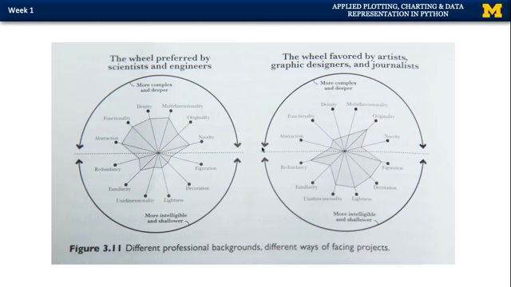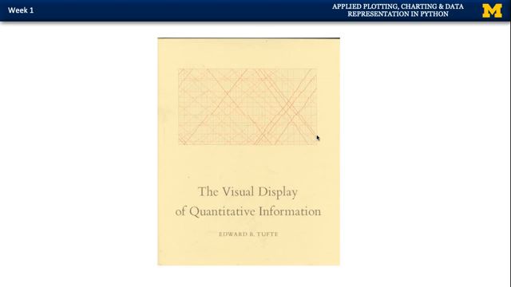So this is the wheel preferred by scientists and engineers. Normally they stay here. Their data and figures are more abstract, with more functionality, density, multidimensionality, originality and novelty, and they focus less on this side. But if you go to the wheel that is favored by artists, graphic designers and journalists, normally their figures are more on this side and less on this side. So different professional backgrounds have different ways of facing projects.